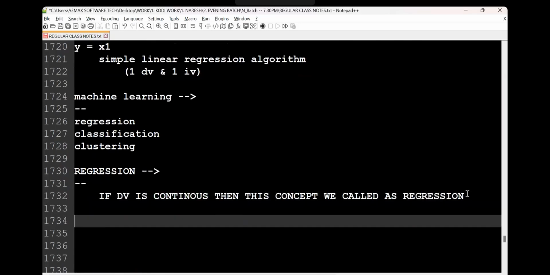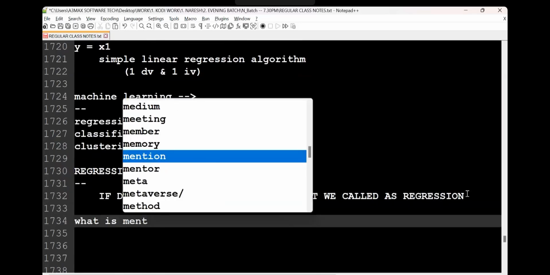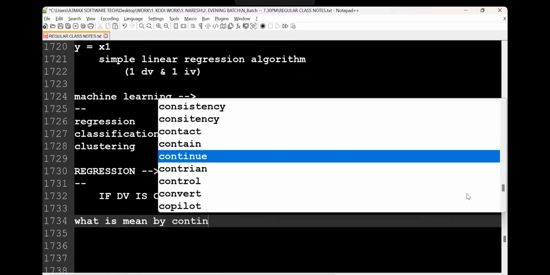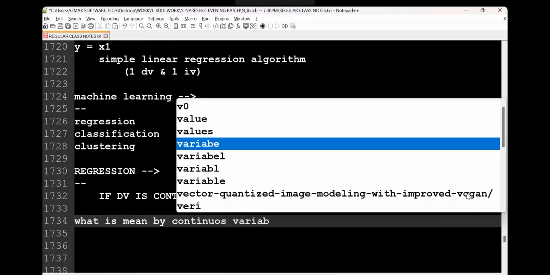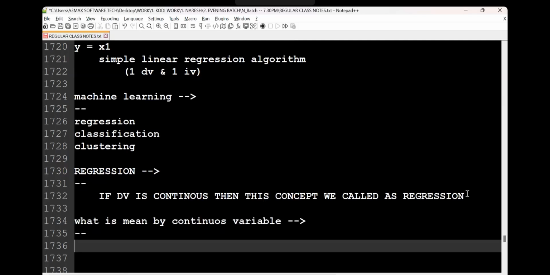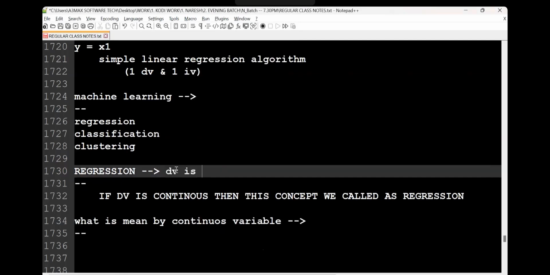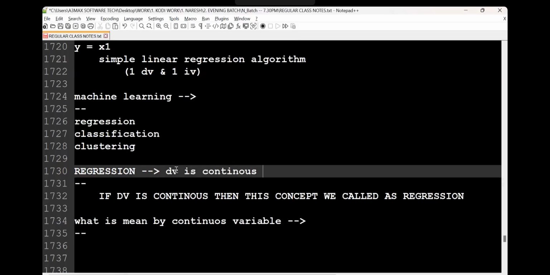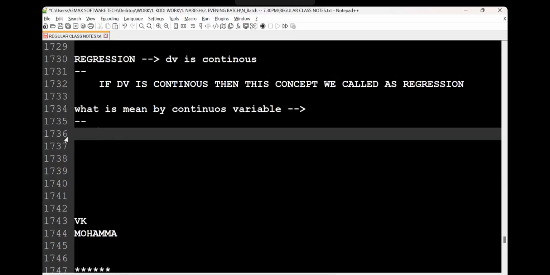But the next question, what is meant by continuous variable? Let's understand what is meant by continuous variable. Okay, now let's see what regression is, guys. Regression means the dependent variable is continuous. Here I can mention the dependent variable is continuous, this is a very powerful statement. Remember, what is a continuous variable?